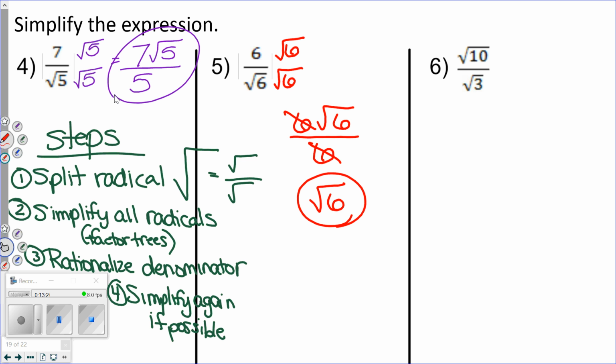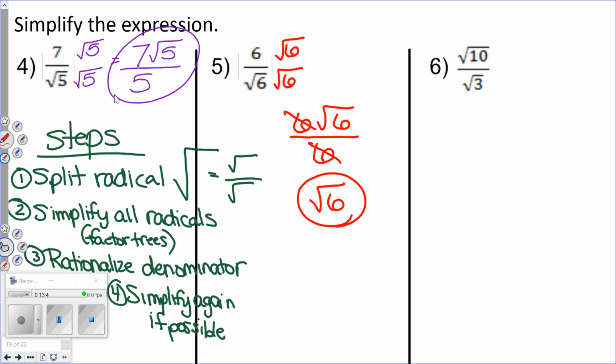All right, number 6. Do I need to split my radical? No, it's already split apart for you. Step 2, simplify all radicals. So can I do a factor tree on 10? I mean, I could, and I would get 2 and 5, so no pairs, nothing. Factor tree on radical 3? No. All right, so I don't do that step.